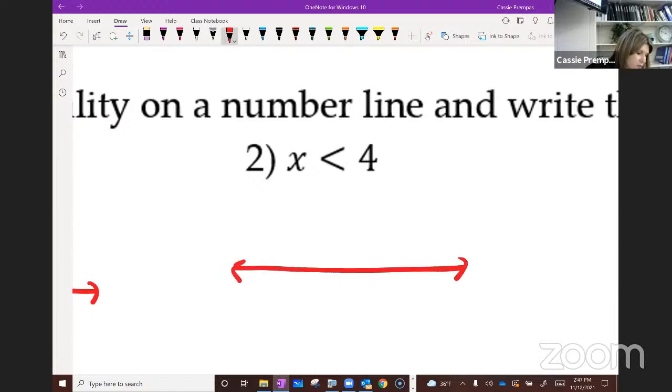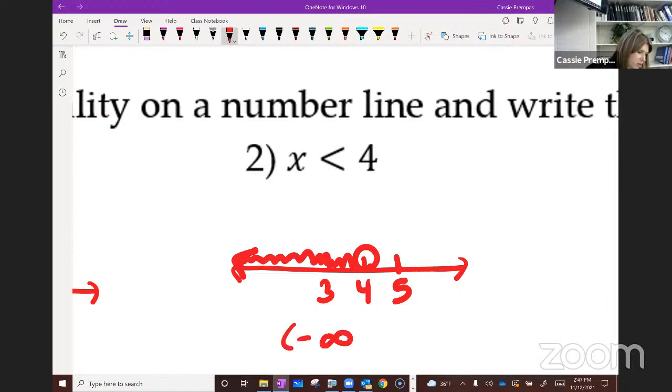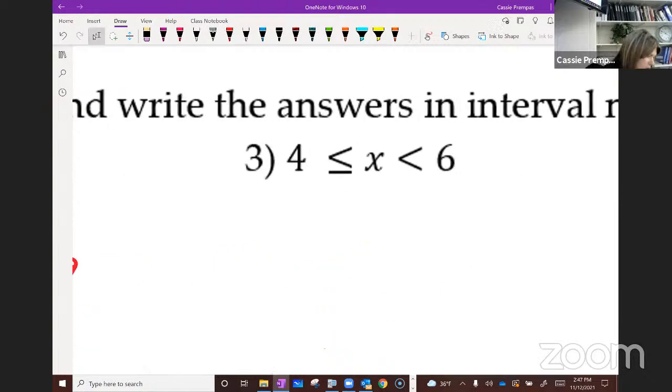So x is less than 4. We would have numbers like 4, 3, and 5. And we'd have an open circle at 4 and we'd shade to the left, which means that x could start at negative infinity and go up to 4 with a parentheses. Does that make sense? Yep. Okay. Can you do number 3?